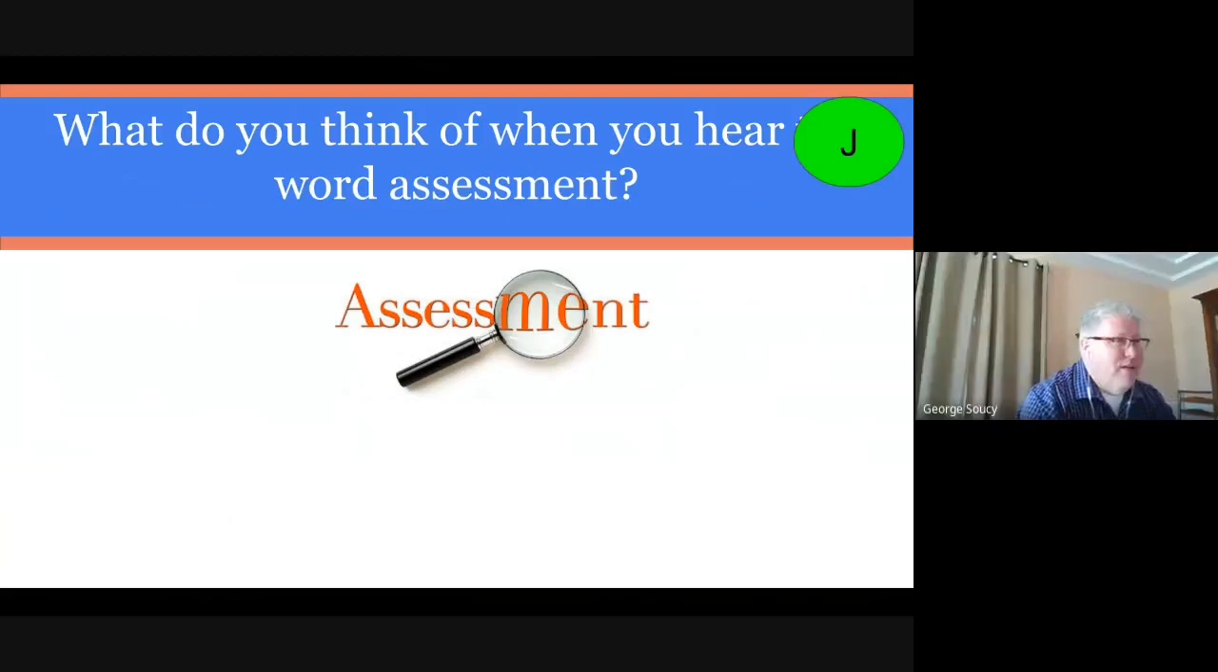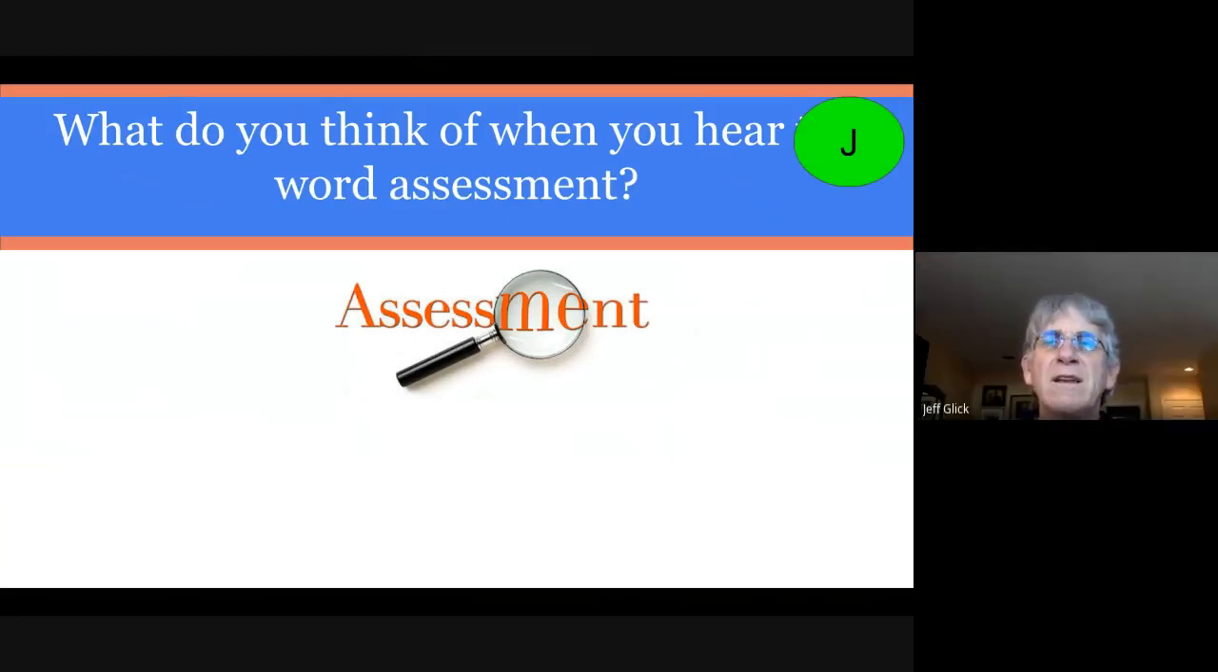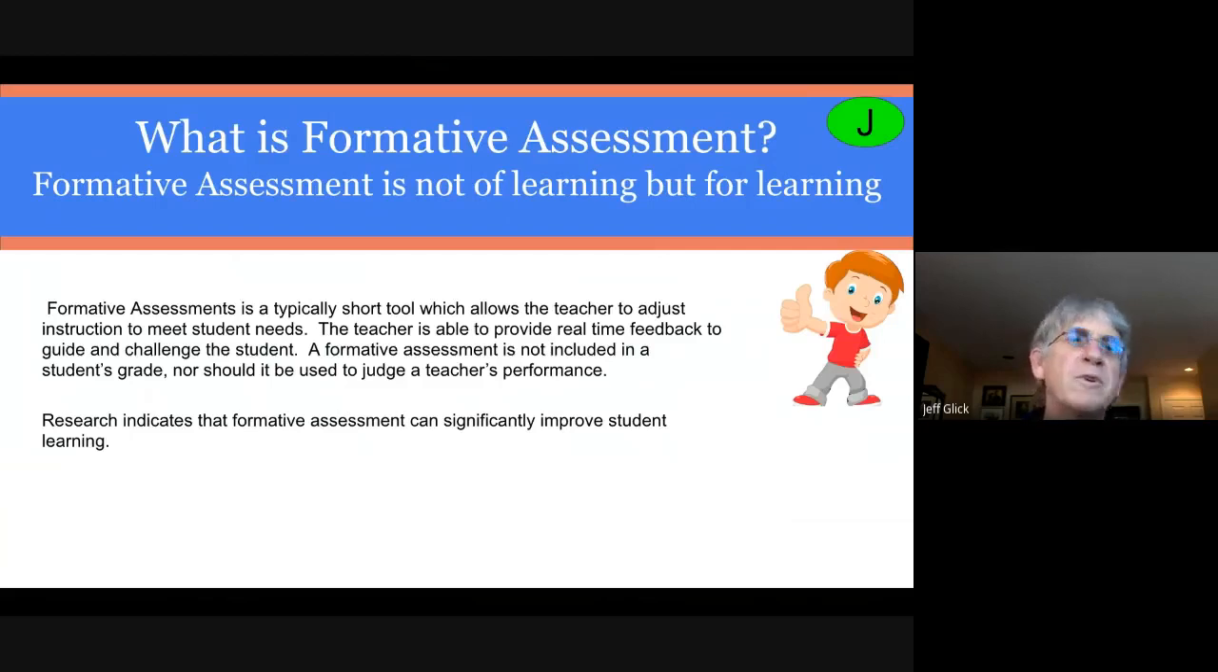I think if it's presented to them as saying, this is what we reviewed, I want to see how you apply it to see what you've been able to fully understand. Great. So let's take a look at the next slide. And we're talking today really about formative assessment.